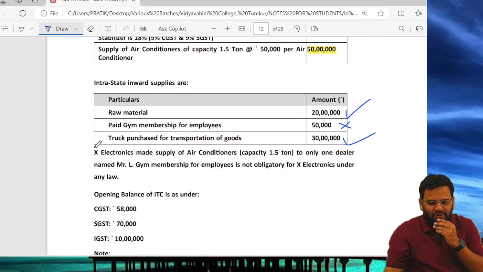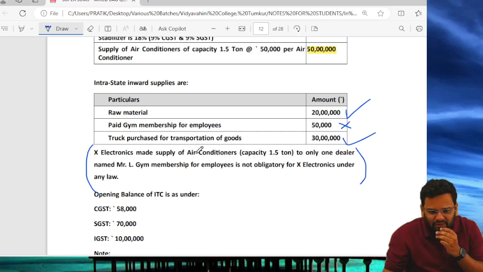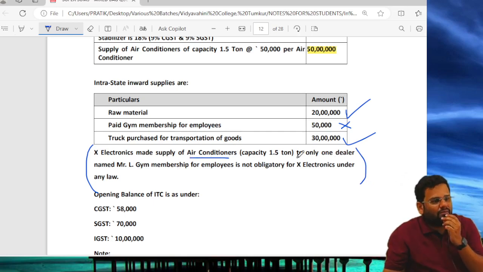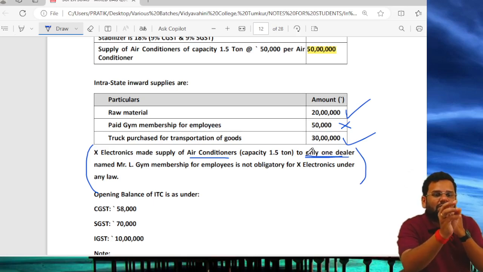Friends, story still is remaining. कहानी खत्म नहीं हुई है. Check. X Electronics made supply of AC, one capacity 1.5 ton to only one dealer. Can you double underline? Only one dealer. Why is this data important?